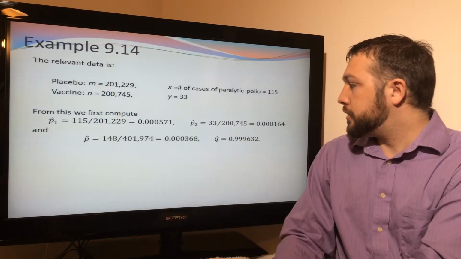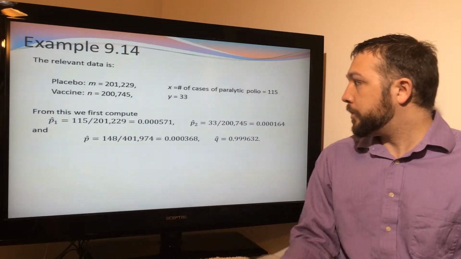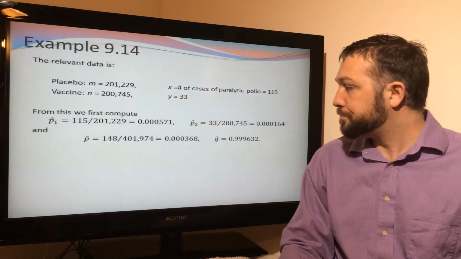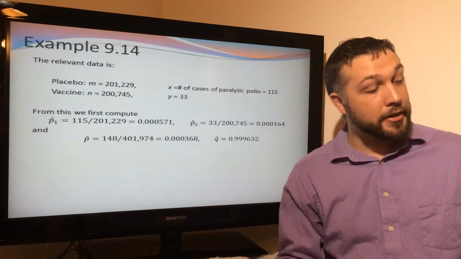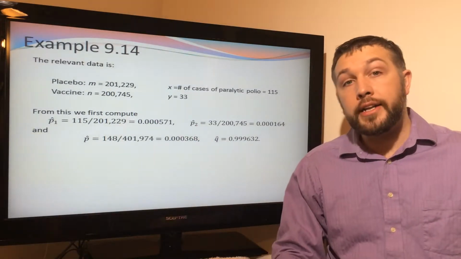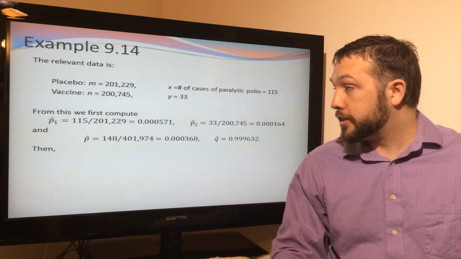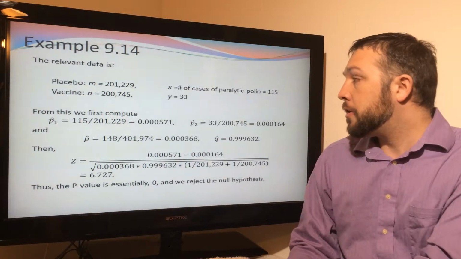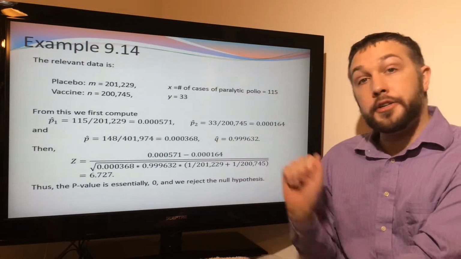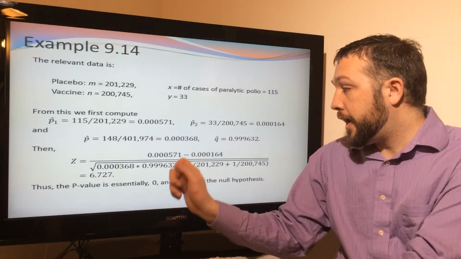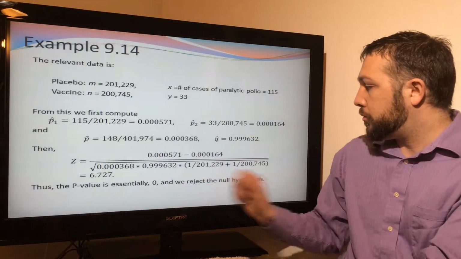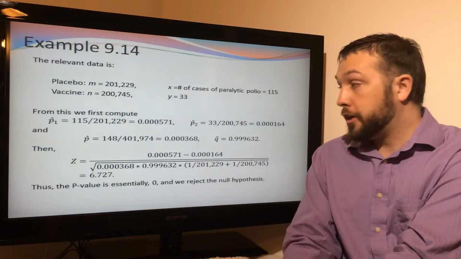So P hat is just the sum over the sum. Right? The sum of these two over the sum of these two. Q hat is 1 minus that value. And now we have the 4 quantities. If you go back and look at the test statistic, we can plug everything in. So P1 hat minus P2 hat over P hat, Q hat, and this is 1 over M, and this is 1 over N. That's everything.